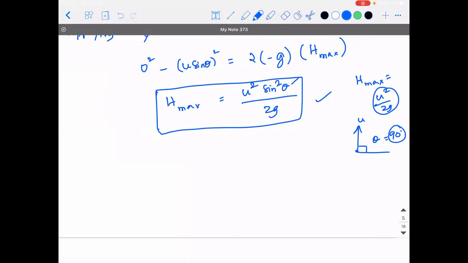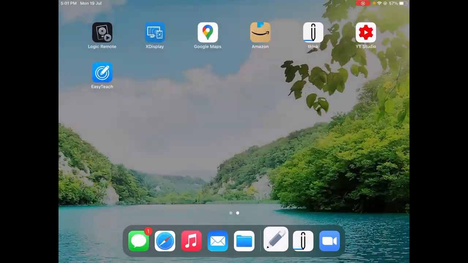So u square sine square theta divided by 2g is the maximum height of an object under a parabolic path. The next two things, range and the time of flight, we'll derive tomorrow. So I suggest you all revise and come for tomorrow's class.